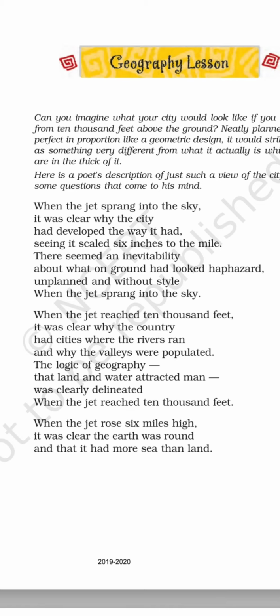For example, Bangladesh and India's state Uttar Pradesh are densely populated areas. Why? Because there are many plains created by rivers. So it is clear that land and water attracted man, as seen at that 10,000 feet height.